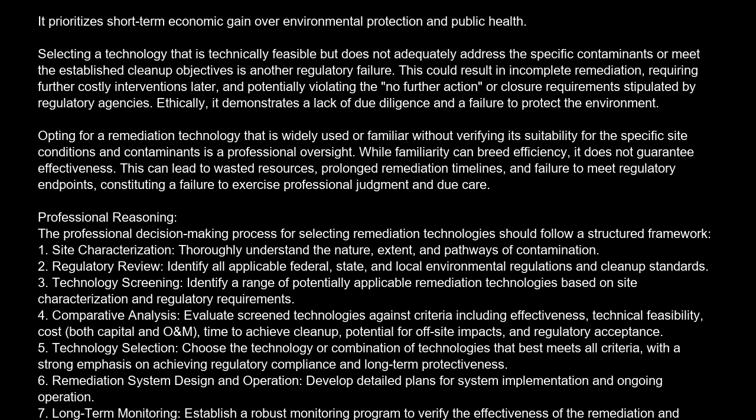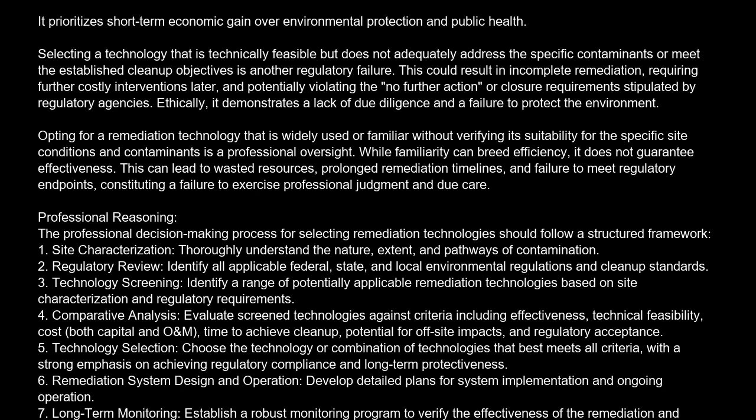Selecting a technology that is technically feasible but does not adequately address the specific contaminants or meet the established cleanup objectives is another regulatory failure. This could result in incomplete remediation, requiring further costly interventions later, and potentially violating the no further action or closure requirements stipulated by regulatory agencies. Ethically, it demonstrates a lack of due diligence and a failure to protect the environment.